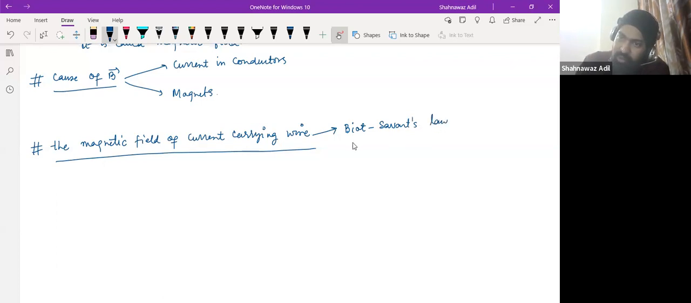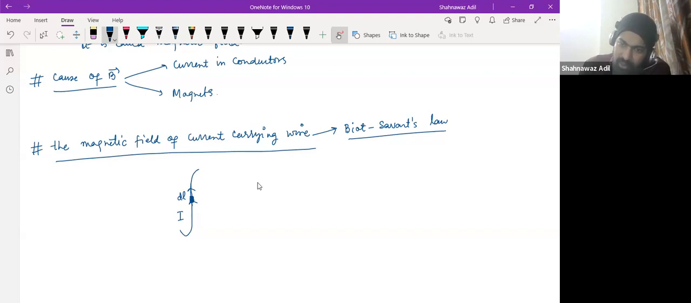From Biot-Savart's law, we calculate the magnetic field due to a current-carrying wire. Let's say we have this current flowing through this wire. The current flowing is I, and I take a very small length element, a very small portion dl. Its direction would be this.